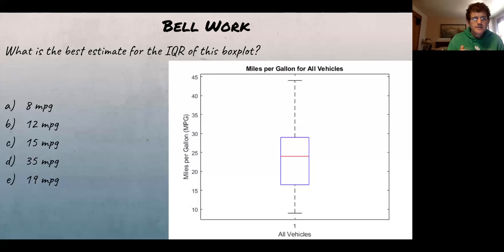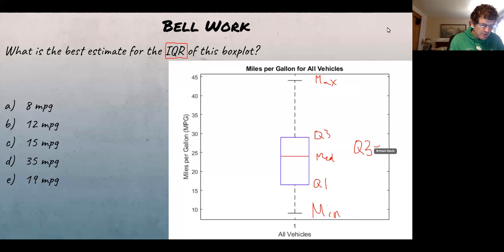All right, so for this bell work, we are just trying to find the IQR. Remember that is called the interquartile range. That's what we're looking at. We have our max right here. This is the median. This is the min. Just a second. So we have Q3 right here and Q1. So all we want to do is take Q3 minus Q1 to get the interquartile range.